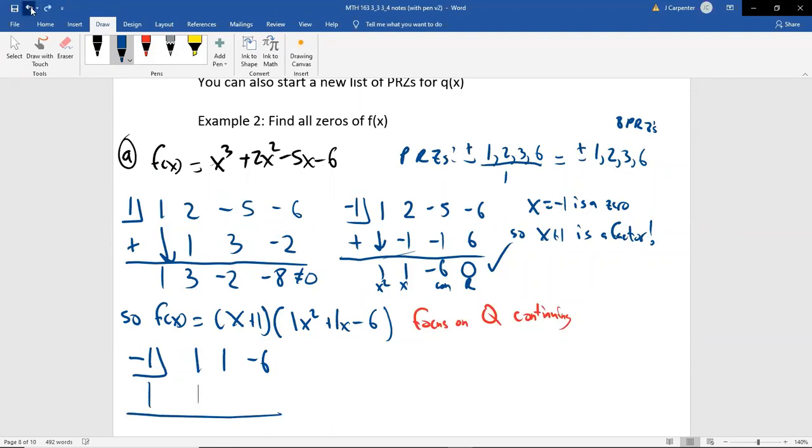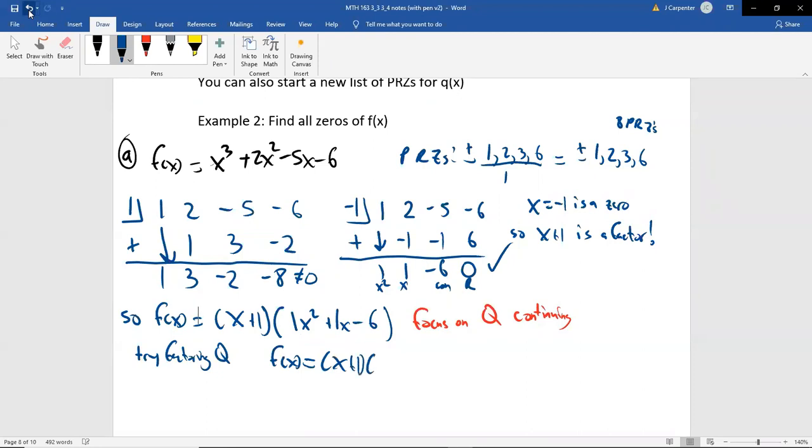The reason I'm not going to do it is because this is quadratic, which means we've got a really good set of factoring methods for that. And if those fail, we go to the quadratic formula, or if we really like it, completing the square. So I'm just going to try factoring the quotient. So again, our function was x plus 1 times x squared plus x minus 6. That negative 6 has factor pairs of 1 times 6 or 2 times 3. To make sure the difference comes out to a positive 1, we choose the 2 and 3.